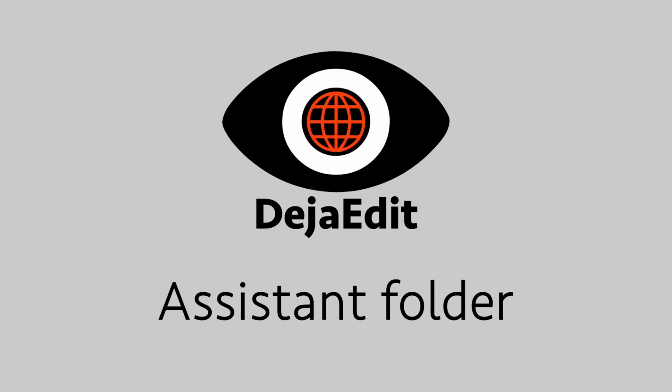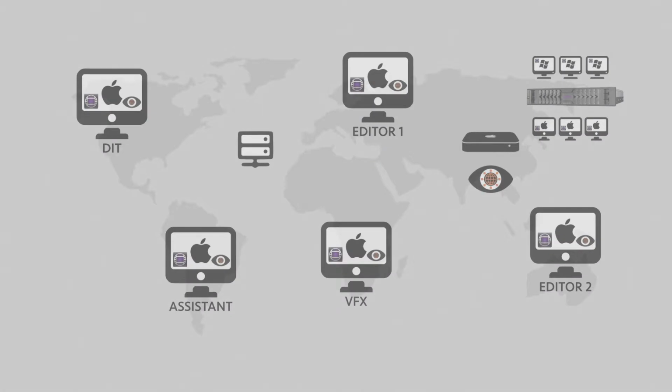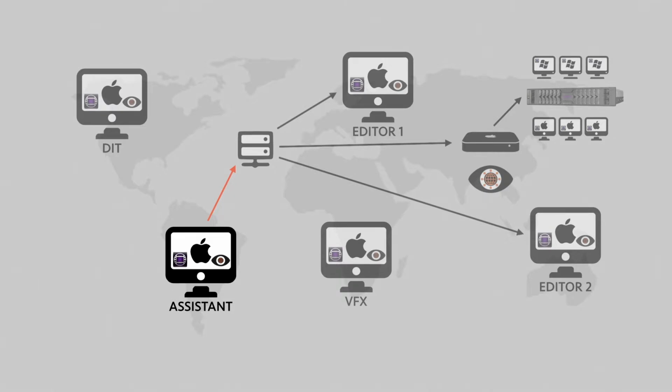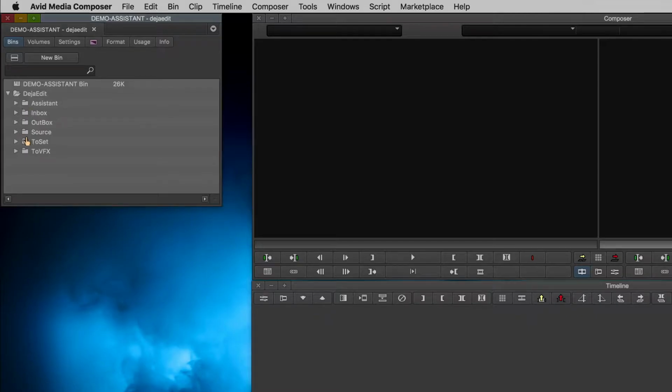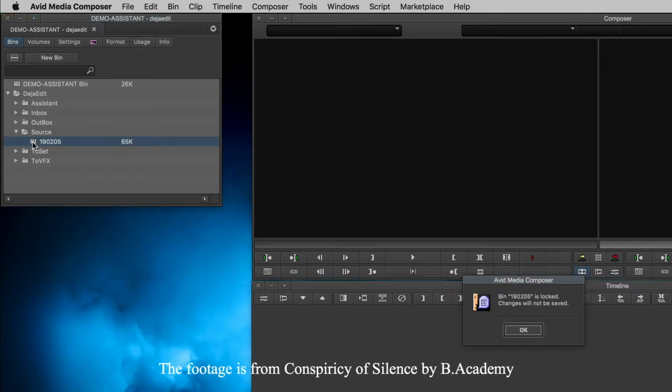In this video, I will explain the Assistant folder. This folder can only be used when the project has an Assistant license. An assistant can create assistant bins for the editors. If we take a look at this source bin, you can see that it is locked. Assistant bins are not. Let me show you how they work.